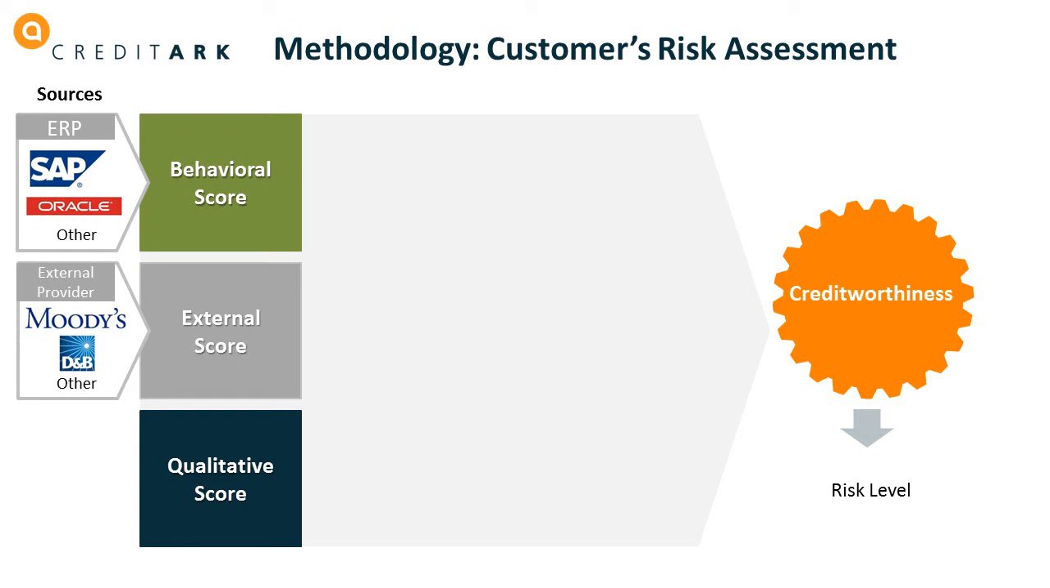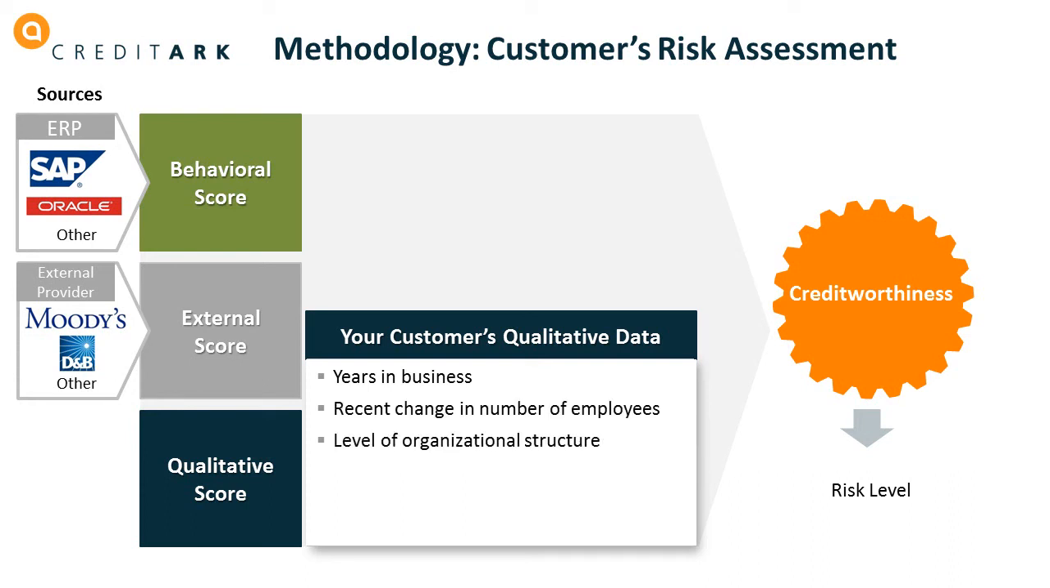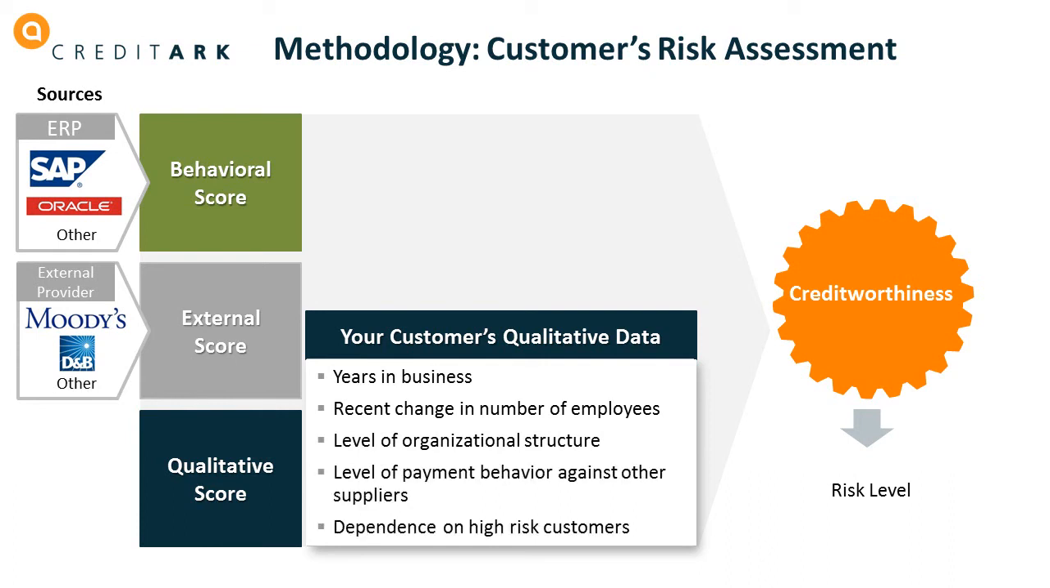CREDITARK's qualitative score is produced by a robust statistical model that indicatively uses the following factors referring to customers: years in business, recent change in number of employees, level of organizational structure, level of payment behavior against other suppliers, dependence on high-risk customers. Sources are sales, collections, and other personnel that face the customer frequently.